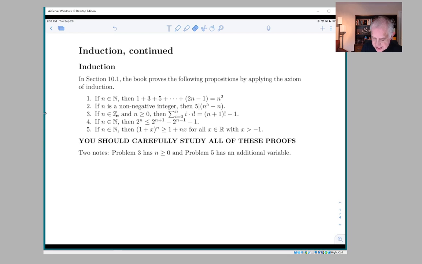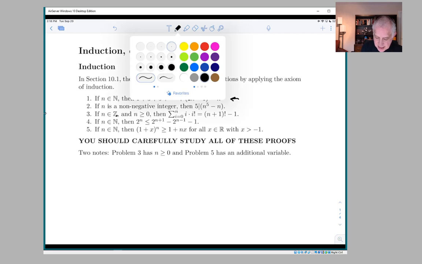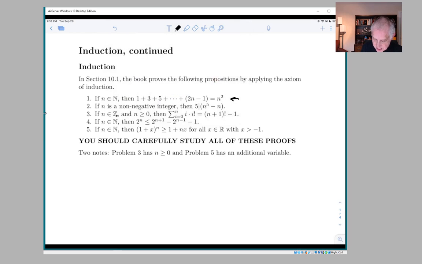We did this one already: the sum of the first n odd integers is n squared. But they also do the fact that 5 divides n to the 5th minus n, that the sum from 0 to n of i times i factorial is (n plus 1) factorial minus 1, and that 2 to the n is always less than or equal to 2 to the (n plus 1) minus 2 to the n minus 1 minus 1. This one's worth looking at because it proves an inequality, not an equality, by induction. So you should look at that.